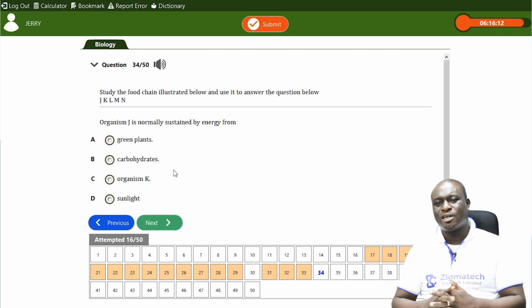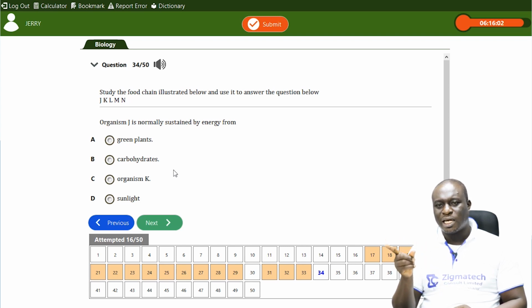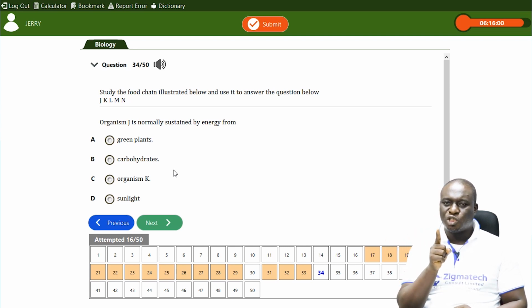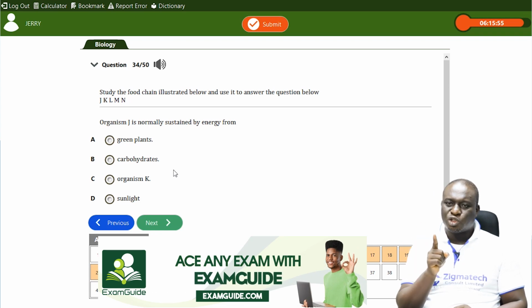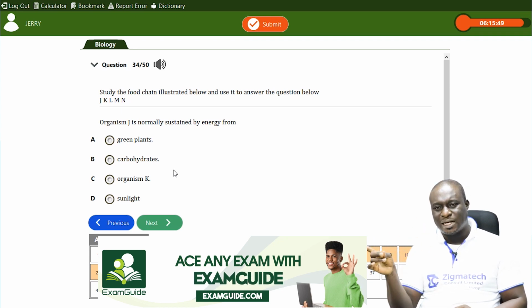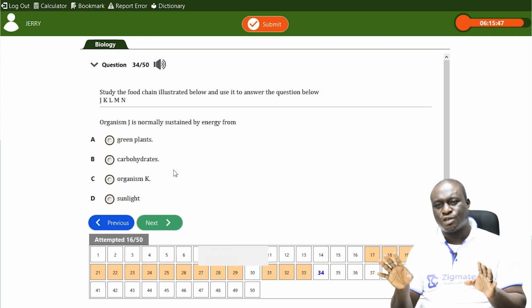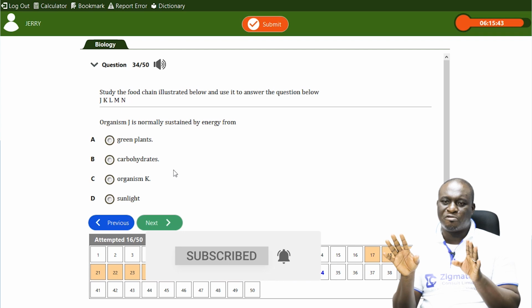Now, what we have here is a food chain that moves from J to K. There's supposed to be an arrow between J and K, the arrow pointing towards K. There's also supposed to be an arrow between K and L, the arrow pointing towards L. Also another arrow between L and M, the arrow pointing towards M, and then M and N, the arrow pointing towards N. So that's a better representation of a food chain. What we have here is not a better representation of a food chain.